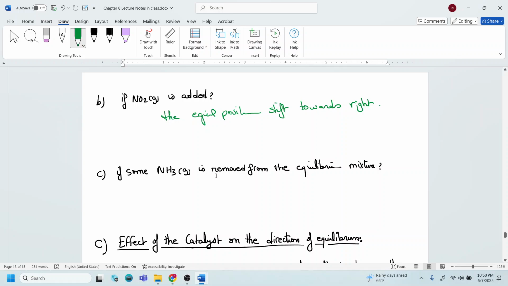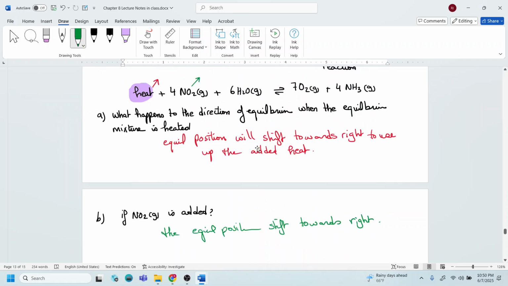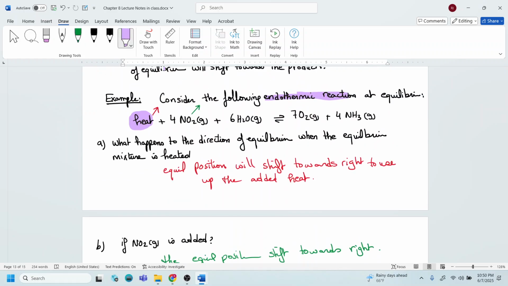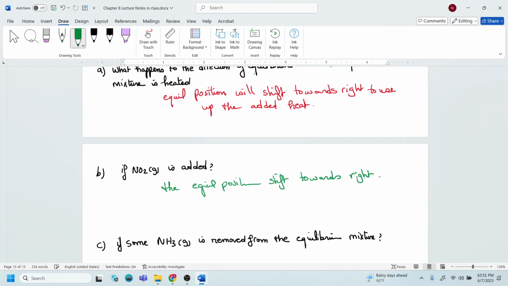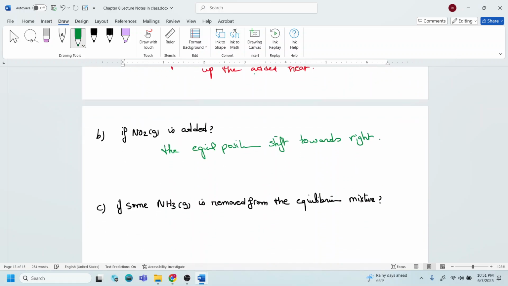If some ammonia is removed from the equilibrium mixture, look at the ammonia. Ammonia is in the product. So I am decreasing the concentration of the ammonia. So put your hands together and lower your right hand. Then your direction of equilibrium is going to be pushed again to the right to replace the ammonia that is removed. So the equilibrium position is going to shift towards the right in order to replace whatever we removed, the ammonia.